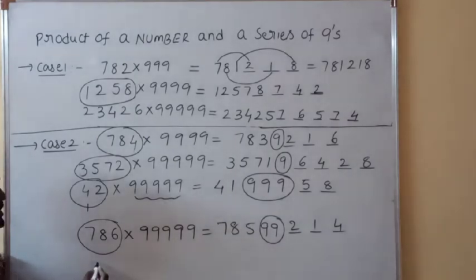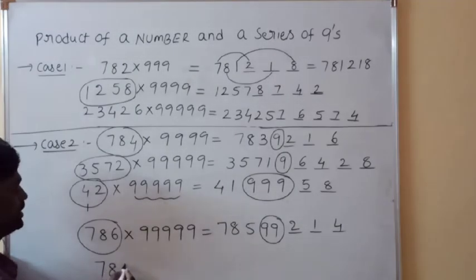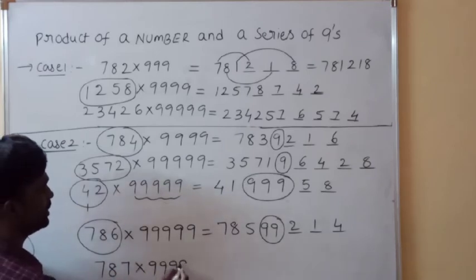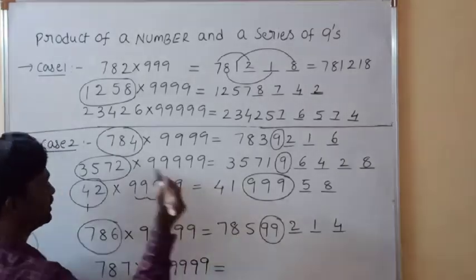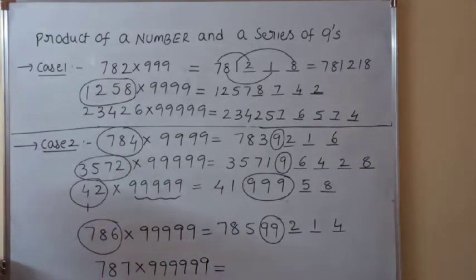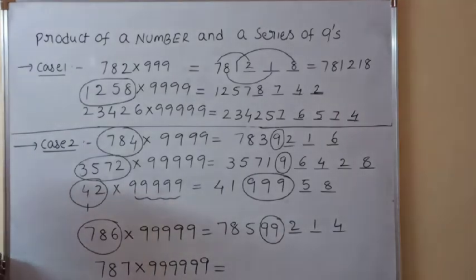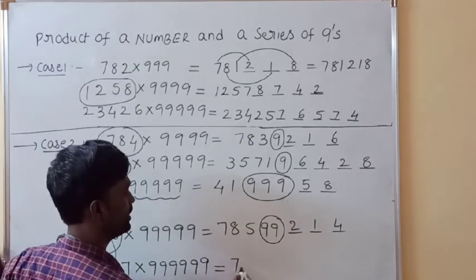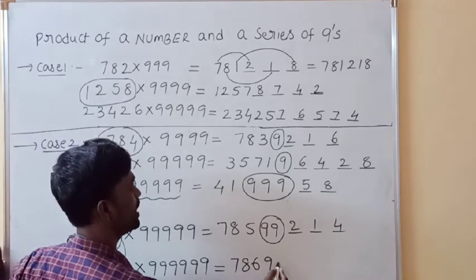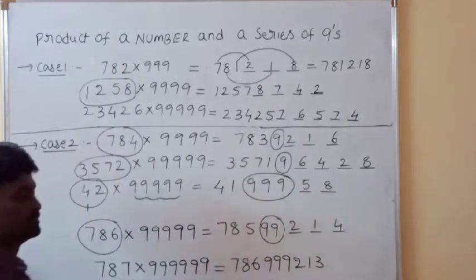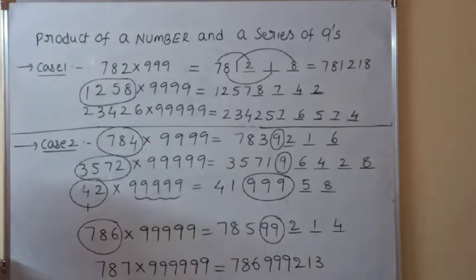For example, if I take one more number, suppose 787 into 999999. So total 6 nines. So what will be the answer? So here 3 digits, here 6 nines. So what is the answer? I am writing 7, 8, 6, 9, 9, 9, 2, 1, 3. Correct? So that was the answer.